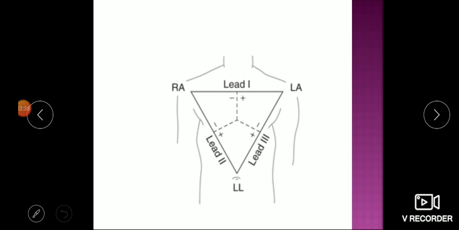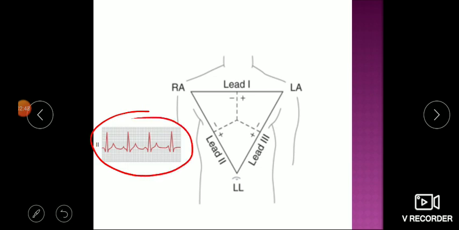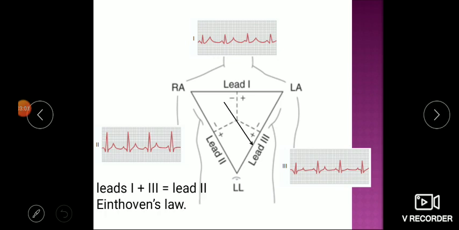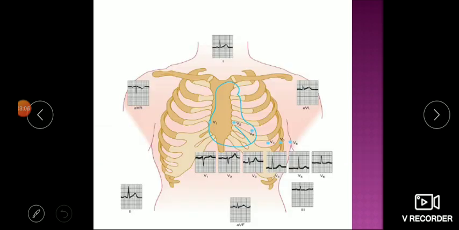So these bipolar limb leads are recording the potential difference across the 2 active electrodes, one is positive and one is negative. This is the typical ECG graph of lead 2, where the maximum amplitude is visible, and then lead 3 and lead 1. According to Einthoven's law, the amplitude of lead 1 and lead 3 together is equal to lead 2. This is Einthoven's law. Now you can see here from 12 different angles, 6 chest leads.